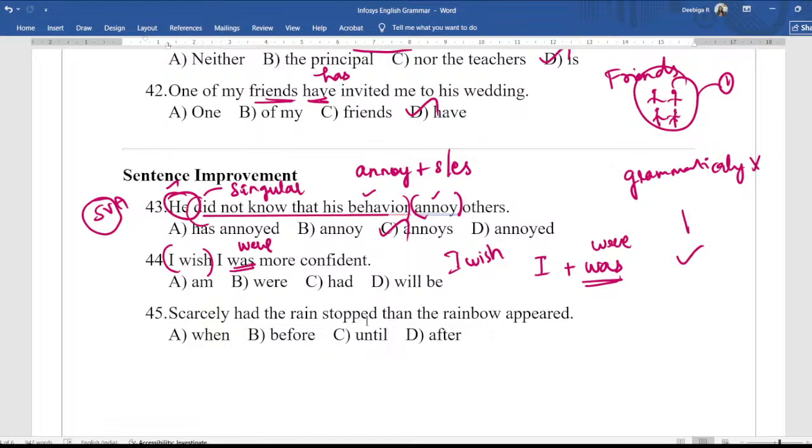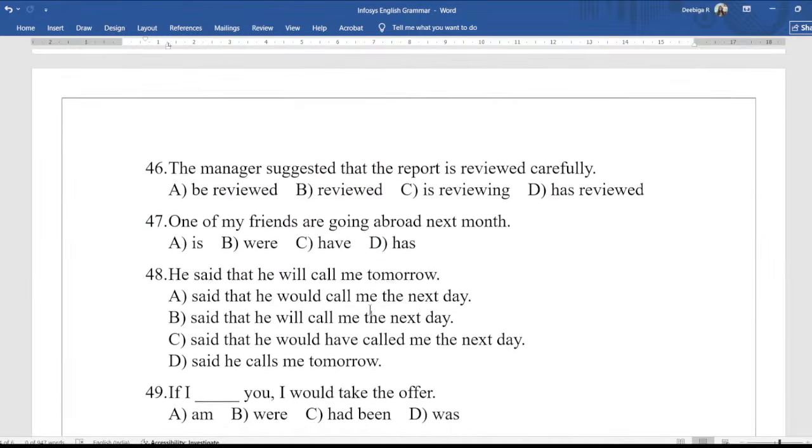Scarcely had the rain stopped than the rainbow disappeared. I already told you, when you encounter had followed by a subject, had the rain, you will go for when. Scarcely had the rain stopped when the rainbow appeared. So when the rainbow appeared, the rain had stopped scarcely. Okay, let's go to the next question.